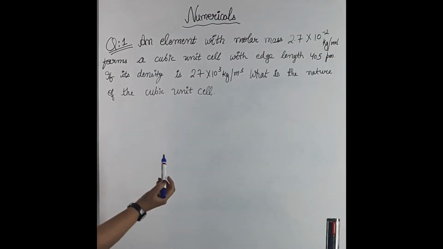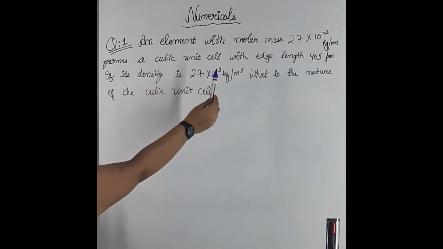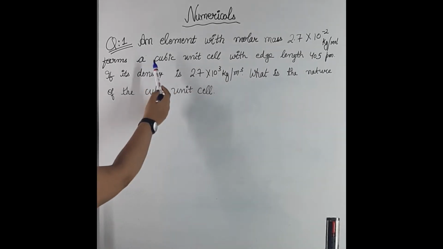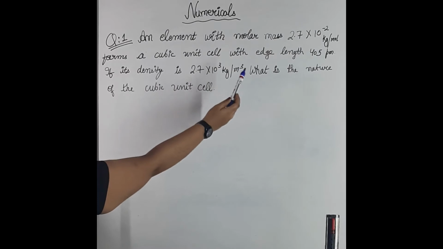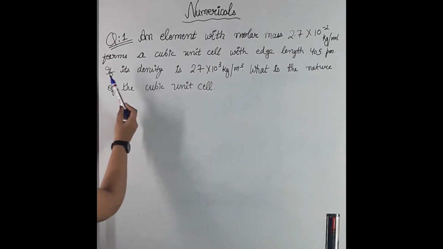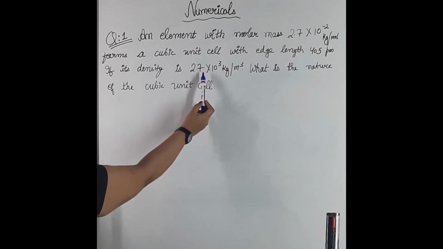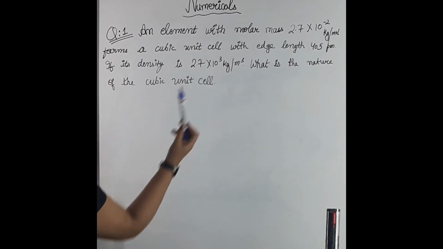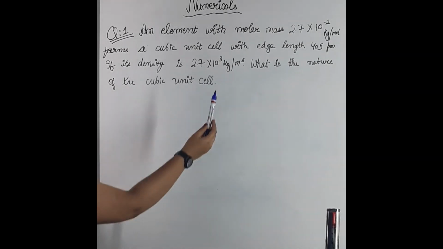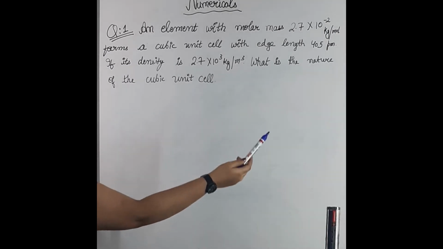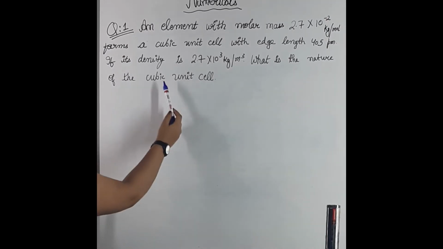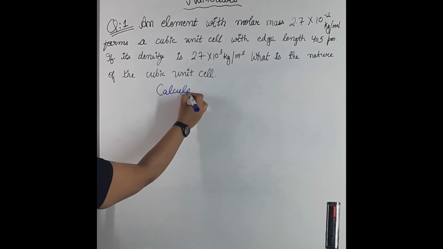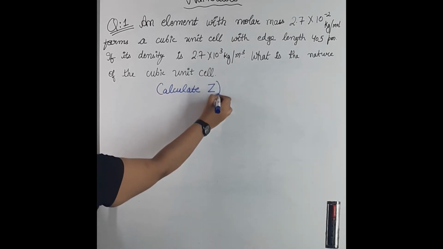Numerical number 1. Read the question, students. An element with molar mass 2.7 into 10 raised to power minus 2 kg per mole forms a cubic unit cell with edge length 405 picometer. If its density is 2.7 into 10 raised to power 3 kg per meter cube, what is the nature of the cubic unit cell? First you have to see what is asked in the question. Here the nature of the cubic unit cell is asked, so you have to calculate the value of Z.